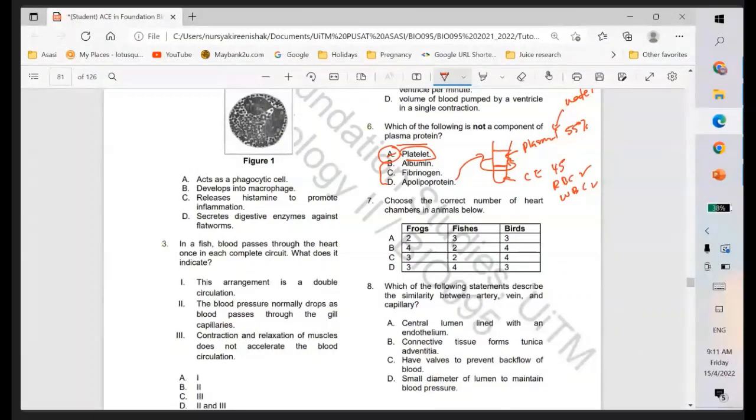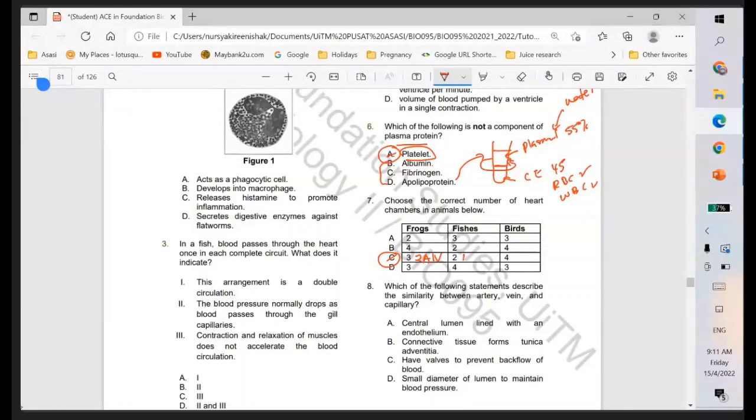Choose the correct answers in animal below. And the answer is C. Frogs is 3, fish 2, bird 4. Frogs 3 tu apa? Frogs have 3 chambers, 2 atria and 1 ventricle. Okay. And then 2 chambers, 1 atrium and 1 ventricle, fishes.